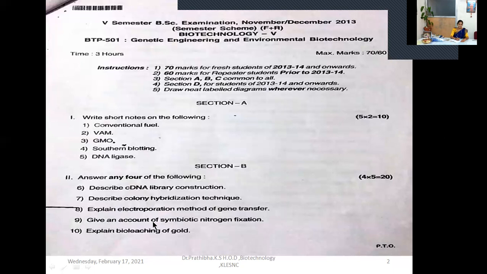Then 9th question, give an account of symbiotic nitrogen fixation. Okay, then the 10th one is explain bioleaching of gold. Here also define bioleaching, then go through the gold.